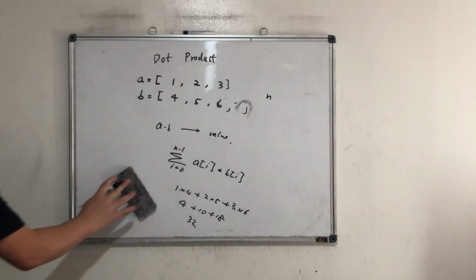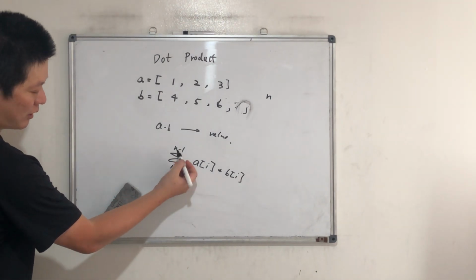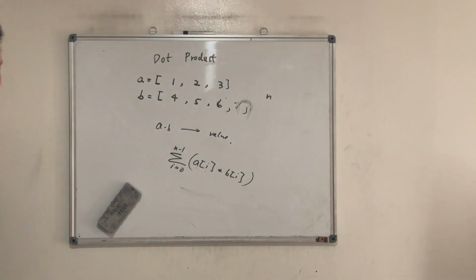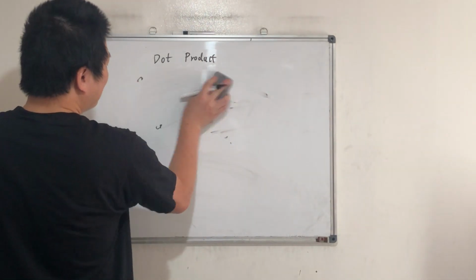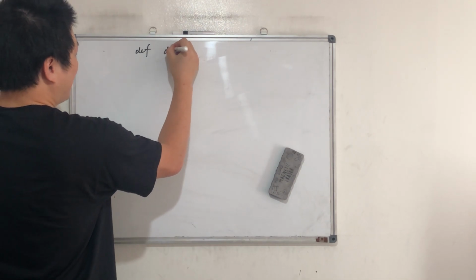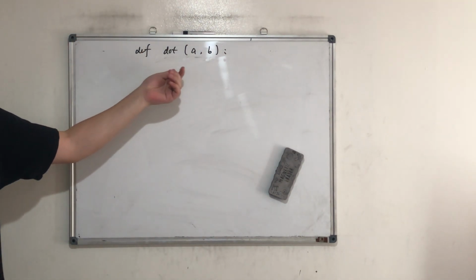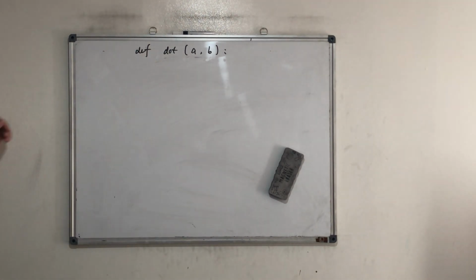Okay, do you understand this? Sum from i equals 0 to n minus 1 of a_i times b_i, and we want the sum of these, right? How can we implement it? Easy. Define dot_product(a, b). First of all, what do we need to do? We need to find out the length, right? So what's the length?